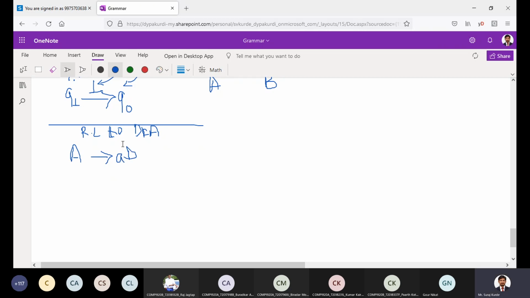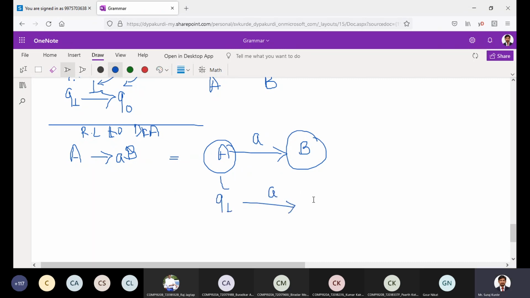A produces aB. Then what does it denote? A on input small a moves to another state B. Just rename it: Q1 on input a goes to Q2. Wherever B appears, it should be renamed with the same state. You should not have different names for the same state.